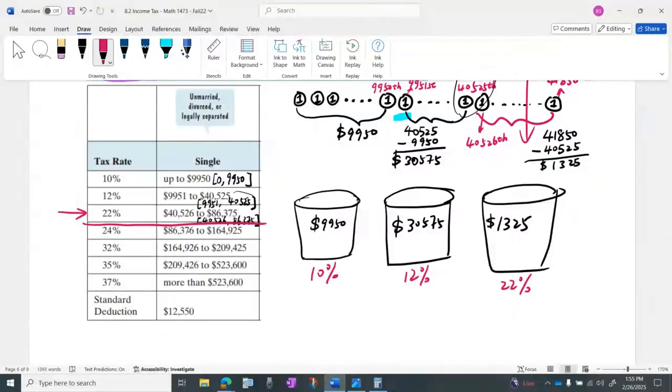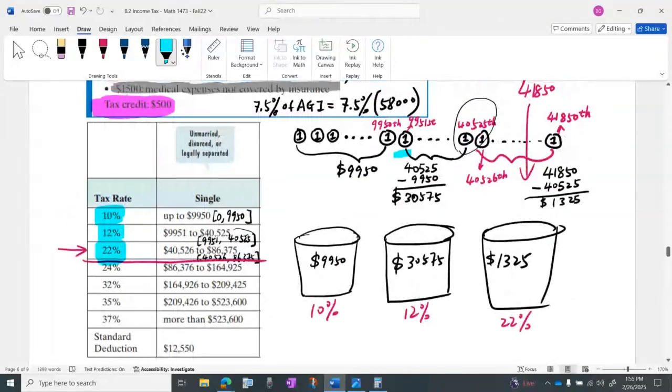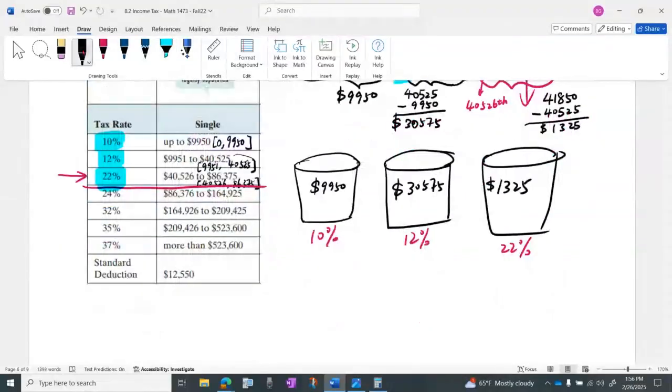And this guy's taxable income falls in the third bracket. That's the reason we know we're gonna have 3 buckets. We're gonna use 3 different rates. The first $9,950, we're gonna apply 10%, and the money that goes beyond 9,950 but less than $40,526, they put in the second bucket, and the rest of the money goes in the third bucket, and they apply a different rate.